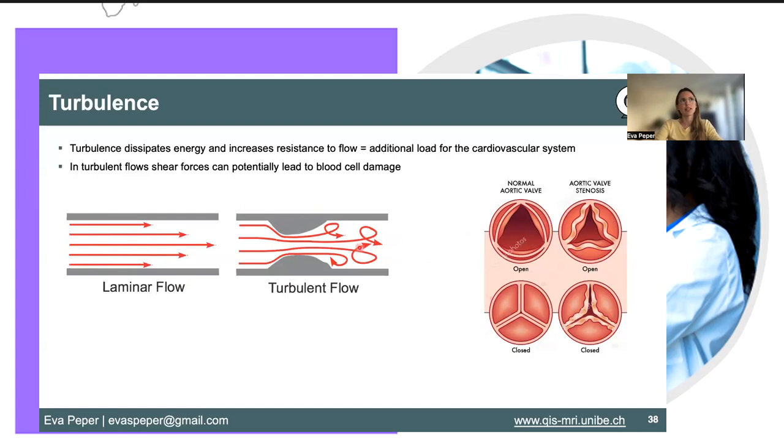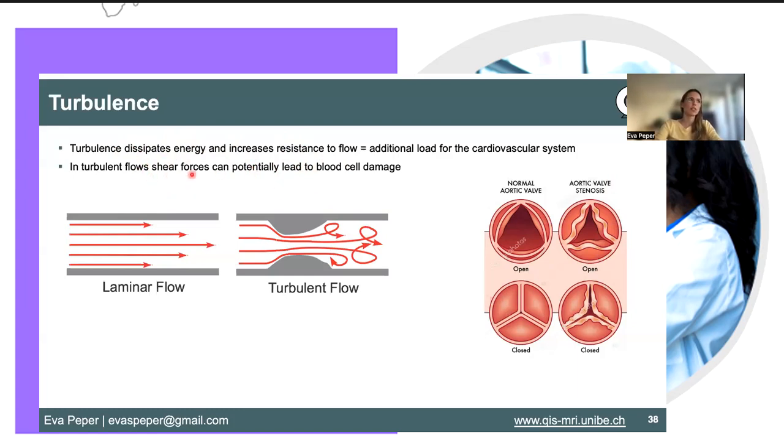So that is the case if you, for example, have aortic valve stenosis, because the more severe the stenosis, the smaller the region will be in which blood can go through. There are two theories. One is that turbulence actually dissipates energy, which means the heart has to pump stronger to bring the blood to the system with the same energy, so to say.